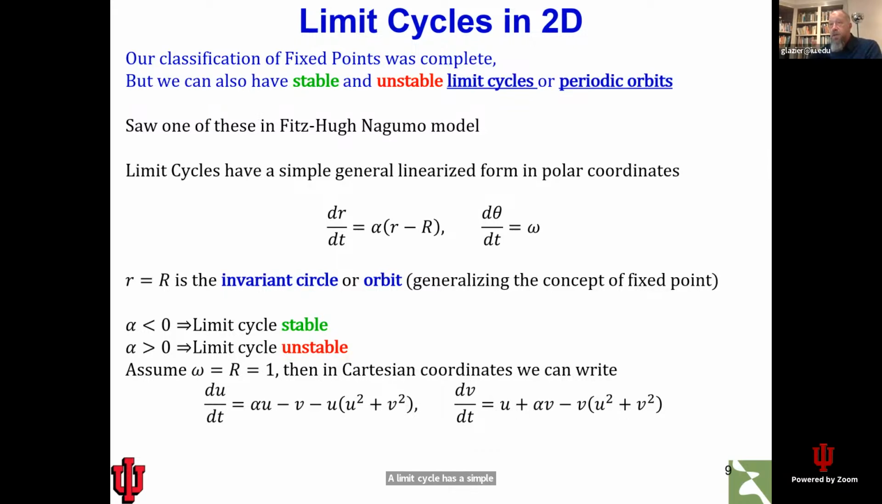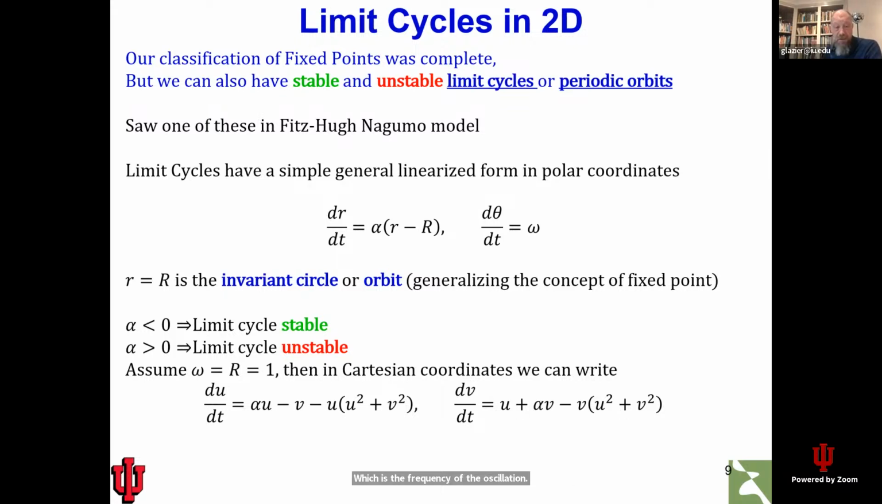In this case, if I think of a circle, the radius of the limit cycle is exponentially coming back to whatever its target radius is. So the radius goes like dr/dt is alpha times (r minus R), with capital R. The value of that is 0 when little r equals big R. That's called an invariant cycle or orbit. And then I have an angular component, d theta/dt equals omega, which is the frequency of the oscillation.